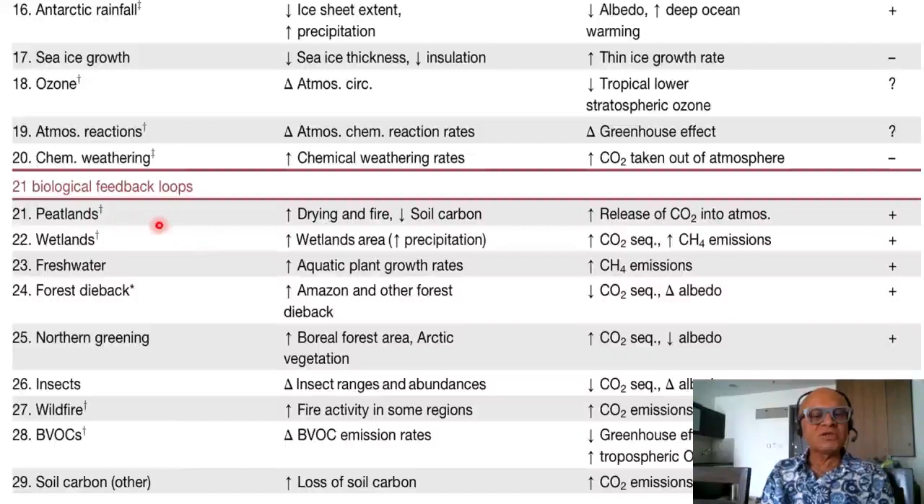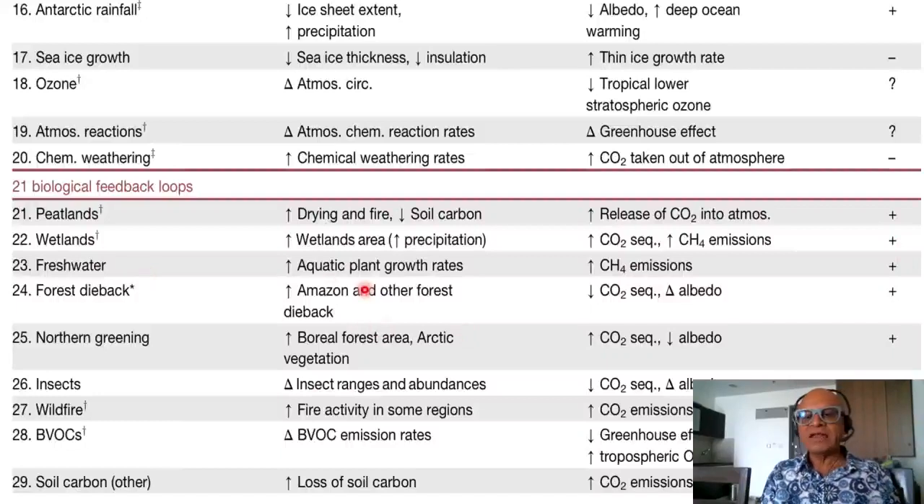There are some biological feedbacks. Peatlands drying and fire reduce soil carbon, releasing more CO2 to the atmosphere, which can be a positive feedback. Wetland areas can increase as precipitation increases, affecting CO2 sequestration and methane emissions. So it's a kind of a toss-up there, depends on what happens. But actually a recent report argues that globally wetland areas have been lost, but anyway it's listed here as a positive feedback. You may want to follow up on that.